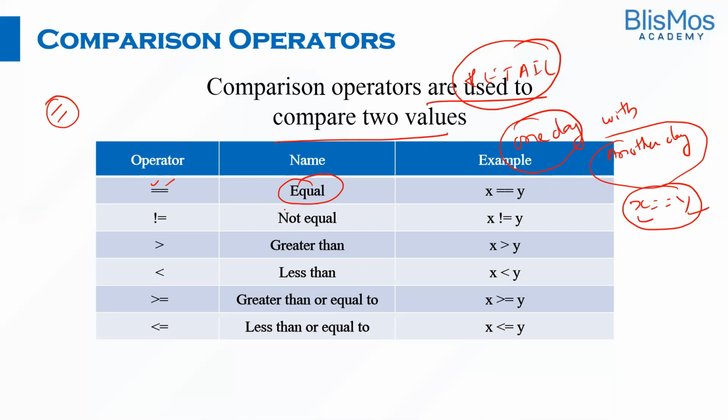In a similar way, we have not equal to, greater than, less than, greater than or equal to. There are some scenarios where you have to check whether a particular value is greater than or equal to another variable. In those cases, we can use greater than or equal to, less than or equal to. It is getting interesting, right?